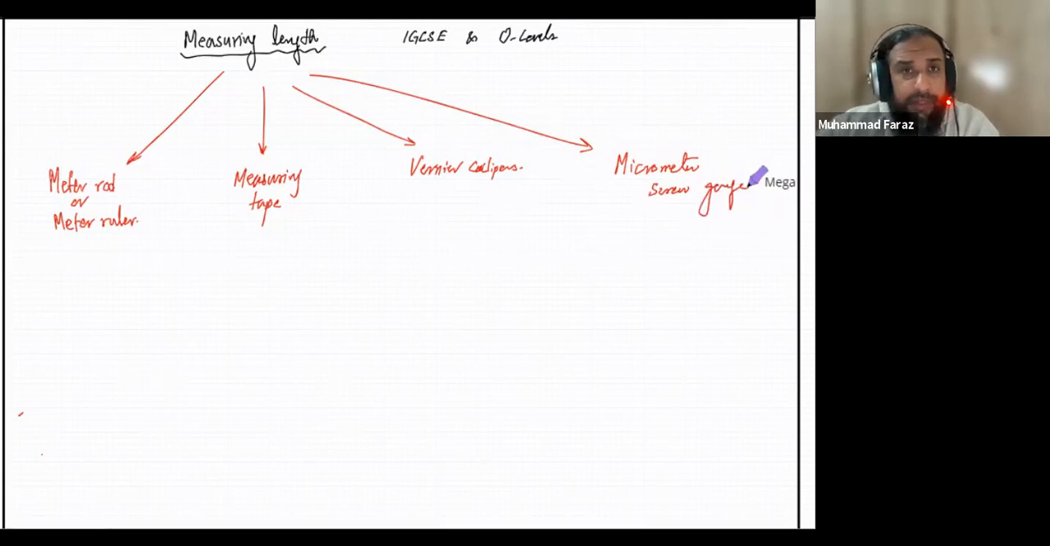Obviously, there will be some other instruments to measure length, but we are not concerned with them for IGCSE or O levels. In O levels, the examiner is supposed to ask questions about these instruments. Now, listen, we will first start from studying the meter rod.